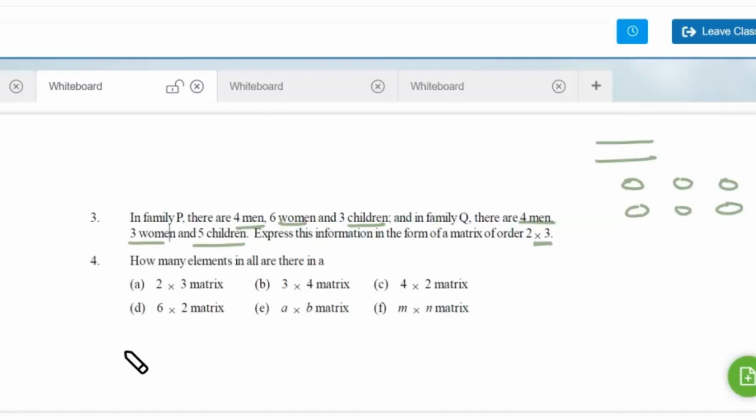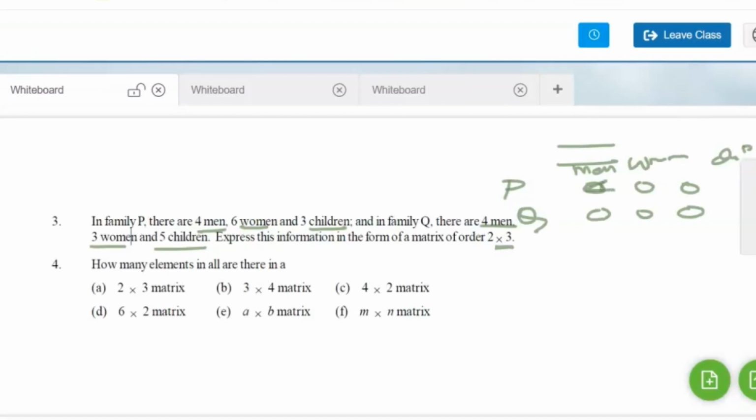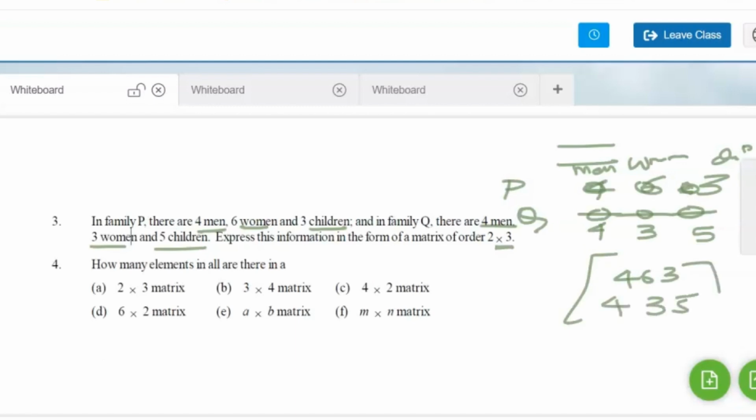In that case, you can write family P here and family Q here. The representation can be like this: men at the top, then women, and then children, and then fill in the values. It is 4, 6, 3, and here it will be 4, 3, and 5. So this is the way of representing your matrix. You can also write it in this manner. Okay. So this is the actual representation of the 2 by 3 matrix.